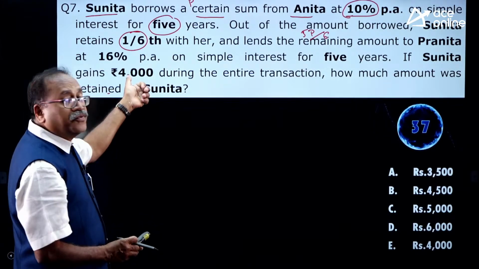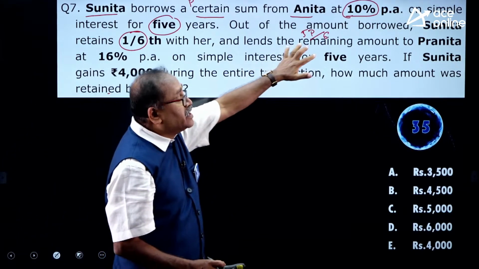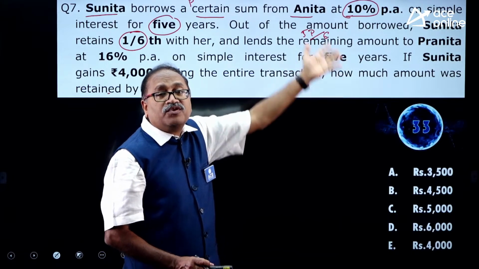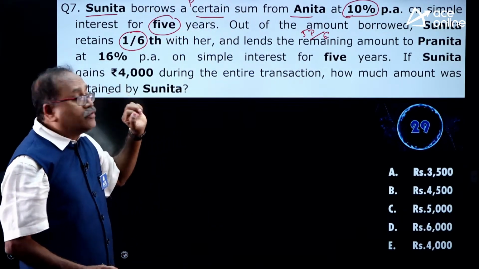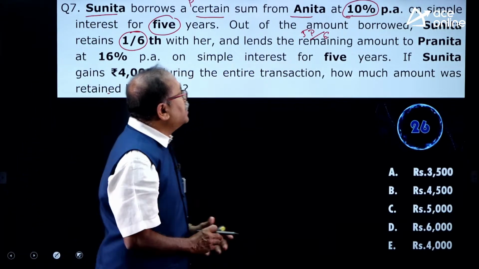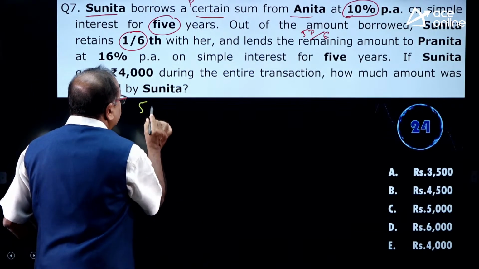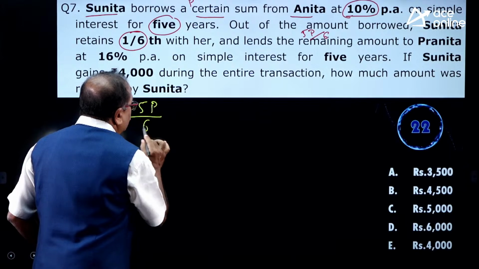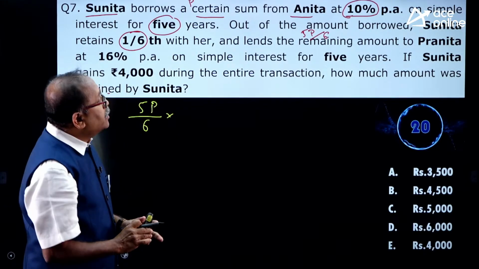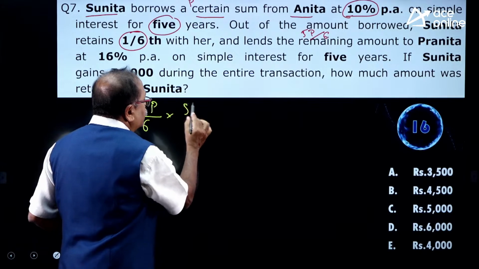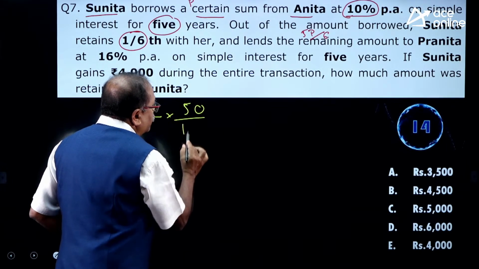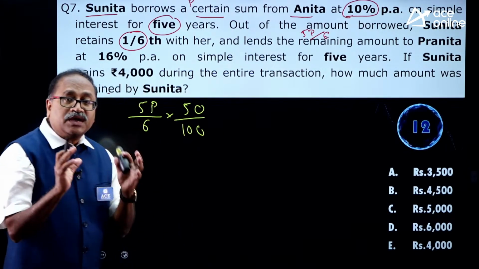So, she is left with 4,000. That means interest earned is 4,000 more than interest paid. So, what is the interest earned? The principal is 5P by 6. And what is the rate of interest? 10% for 5 years, that is 50%. 50 by 100. This is the interest.